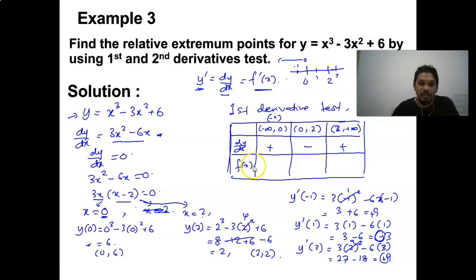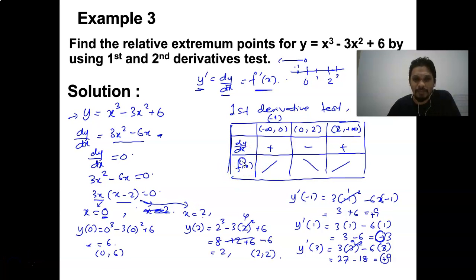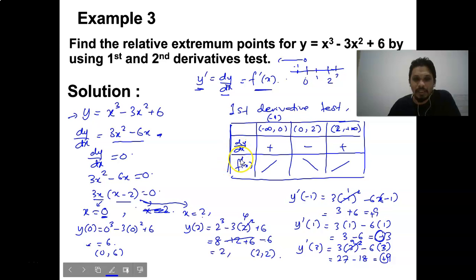Okay, so if we substitute these values into the function, it's going to give you a graph of increasing, decreasing, and increasing. Okay class, I think I made a mistake here. It's f prime. dy/dx is f prime, and actually this is the sign of f prime x, whether it's increasing, decreasing, and increasing.